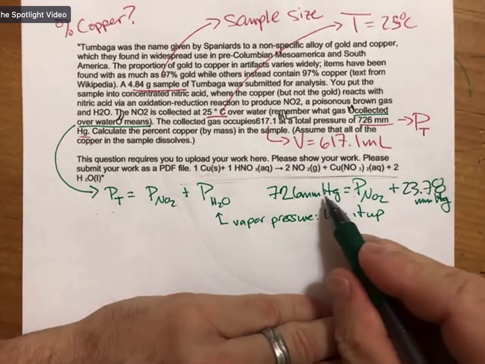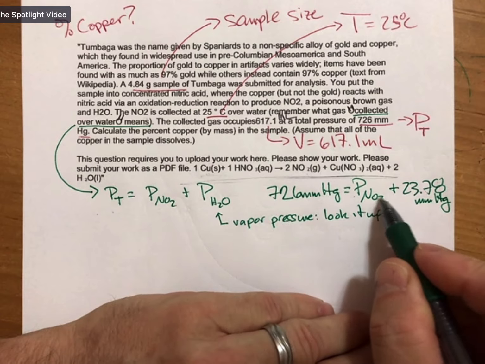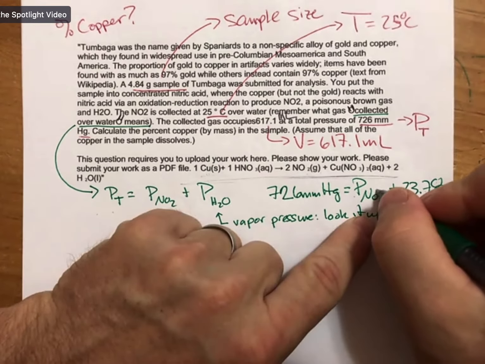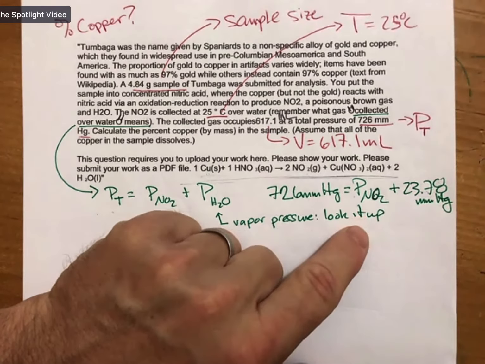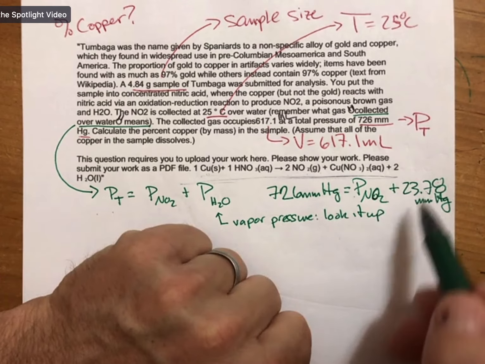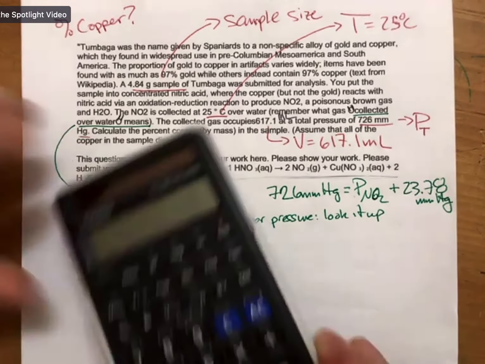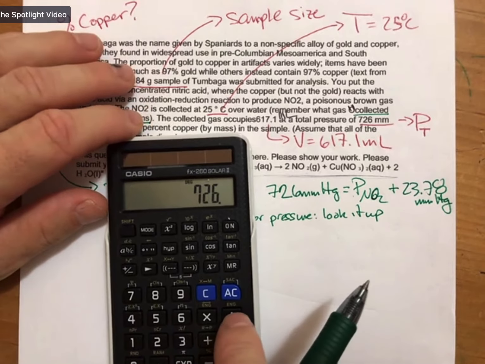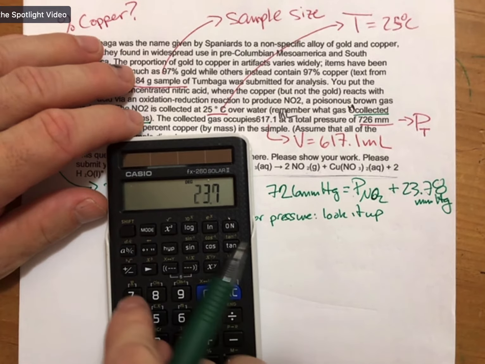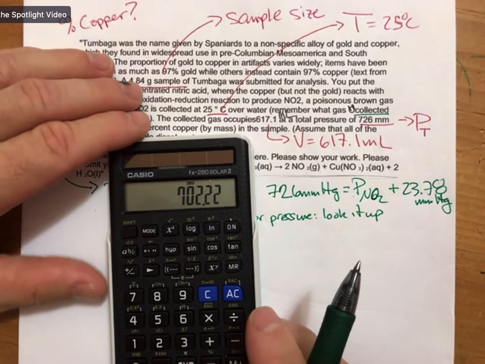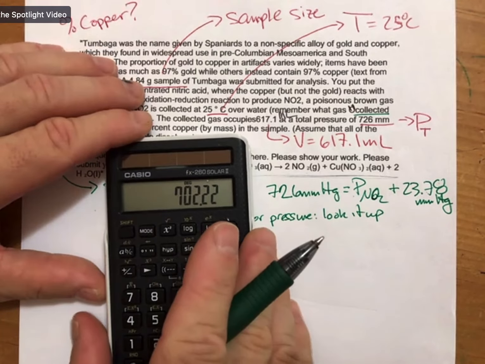And now it's pretty straightforward to solve for our partial pressure of nitrogen dioxide, NO2. Subtract the 23.78 off of the 726. I get, rounded to 3 sig figs, 702 millimeters of mercury.